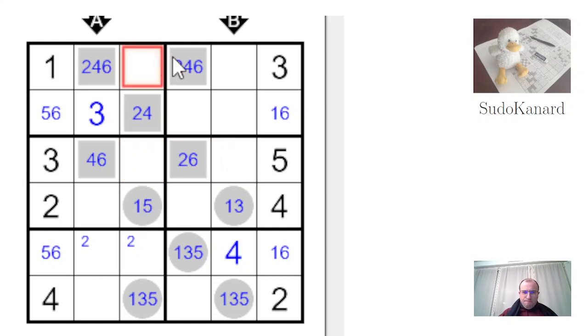I'm not sure what to do with that. So let's just pencil mark. I must be missing something really obvious. So I know that 6 is not there. And that's not so interesting, really. 6 is not there. What am I missing?